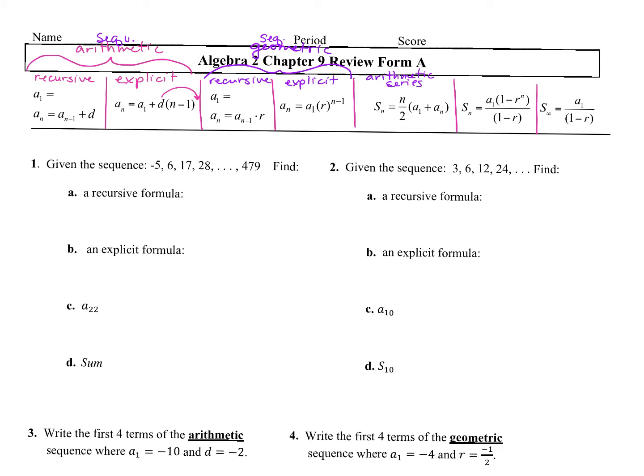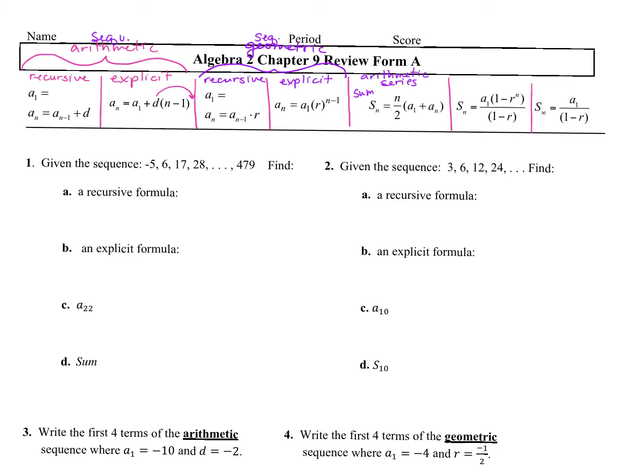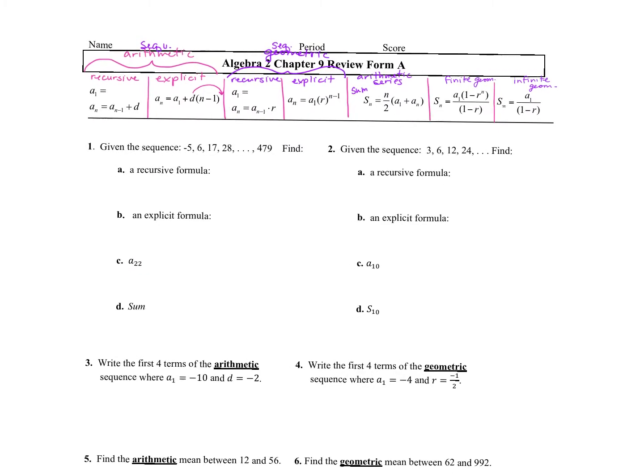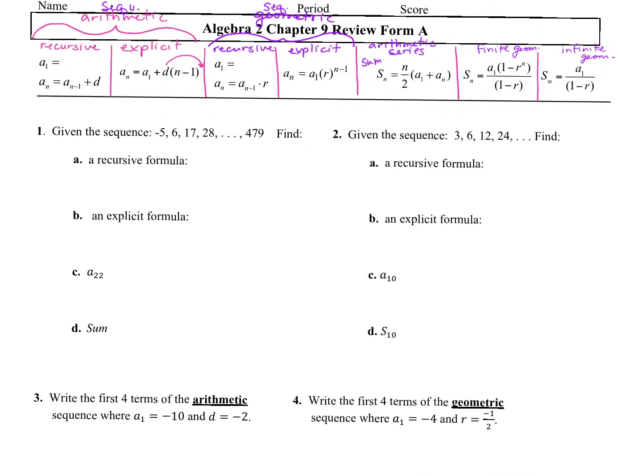So the sum of an arithmetic sum. These two are geometric. So just remembering which is which. You have your finite geometric series right here. And then you have your infinite geometric series for that one. Okay, so all these formulas that you're going to be using, you need to know what they are. So make sure you know which one is which.